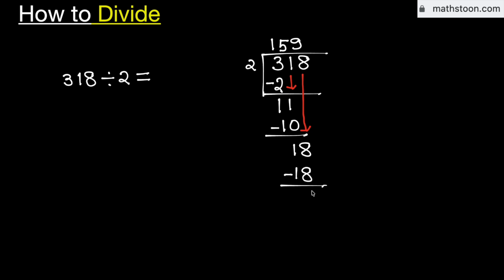Subtract, we get 0. As we get the number 0 and we have no number to bring down here, so we will stop. Therefore 318 divided by 2 is equal to this number 159. And this is our final answer.